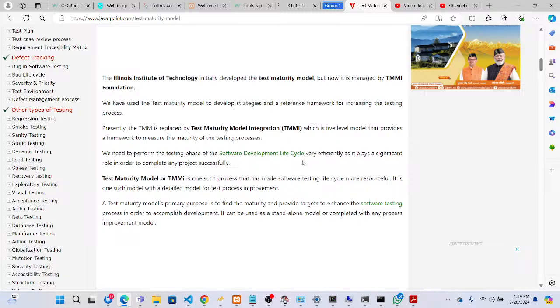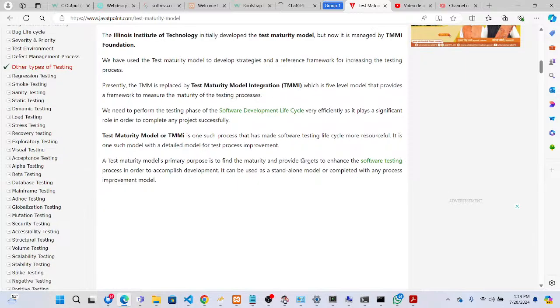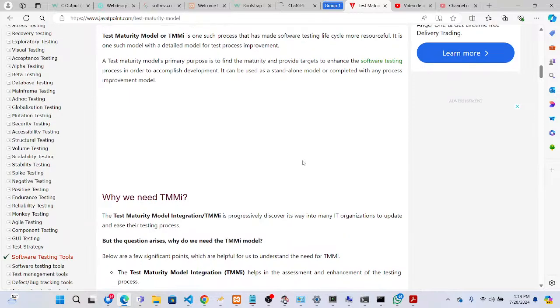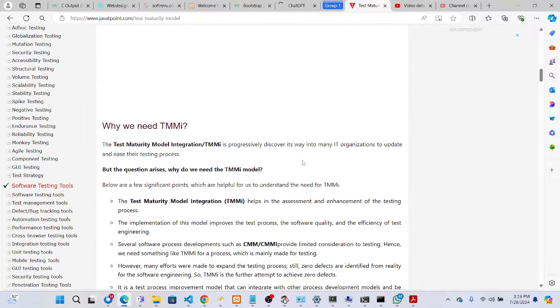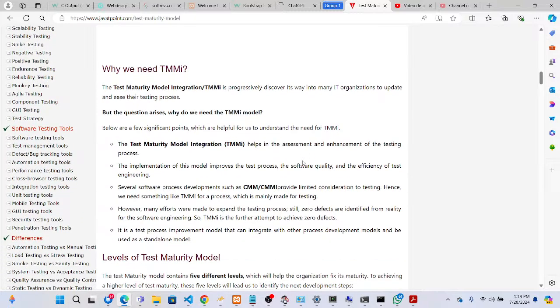Okay, so what these organizations, TMMI, will actually do is look at how organizations are creating the process, life cycle models, test procedures, and what the inputs and outputs are based on their guidelines, and level 1, level 2, like that they will actually verify. If they pass one set of criteria, they will give level 1, and then they will give level 2, level 3, level 4, level 5. Okay, so the TMMI model is a progressive discovery into the way many IT organizations update and ease their testing process.